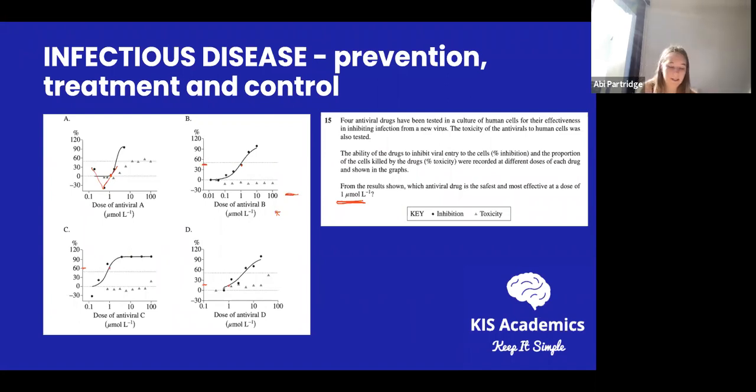So the right answer is C, because it has the highest inhibition. If you're comparing it to B, which is the one closest to it, they have very similar toxicity levels, just below 0 here and just below 0 here. So you'd choose option C because it's got slightly better inhibition.